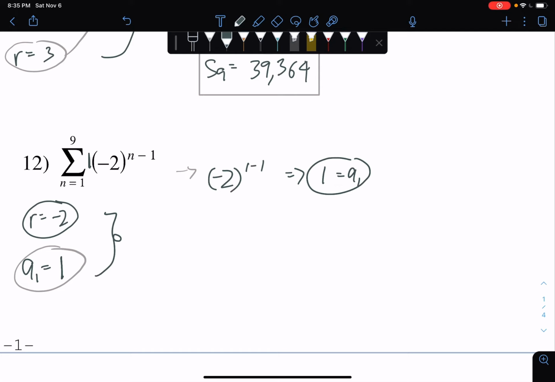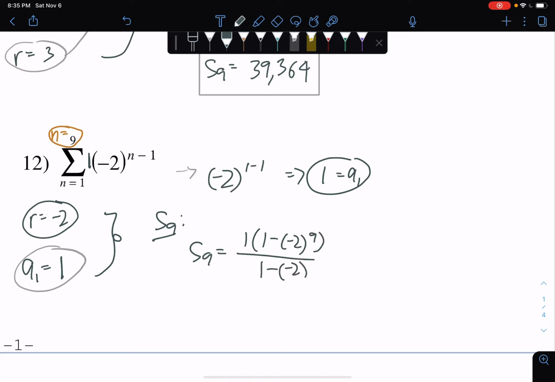Given that, let's find S sub 9 such that n is equal to 9. S sub 9 is equivalent to a sub 1 times the quantity 1 minus r raised to 9 divided by 1 minus r. Place this in the calculator. I'll turn on my calculator now. 1 times the quantity 1 minus negative 2 raised to 9 divided by 1 minus negative 2. Our answer is 171. There you go.